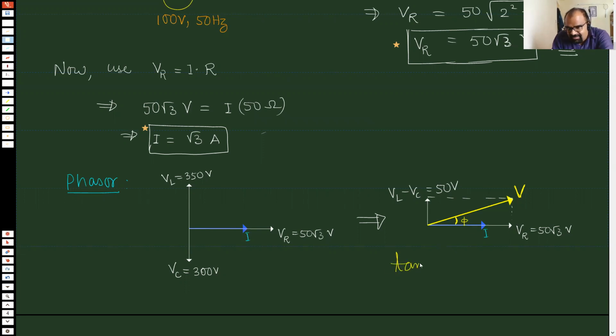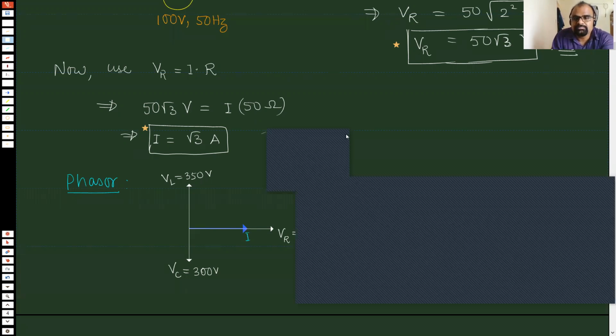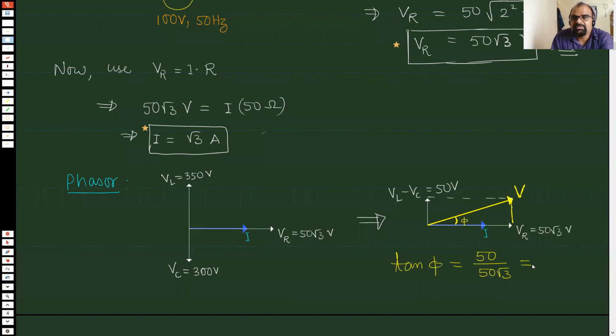We can directly say tan phi is equal to perpendicular by base in this triangle. This is perpendicular, this is base. Perpendicular is this one, that's 50. And the base is 50√3. So 50 by 50√3 is 1 by root 3. So from here you get phi as a 30-degree angle. Isn't that so?